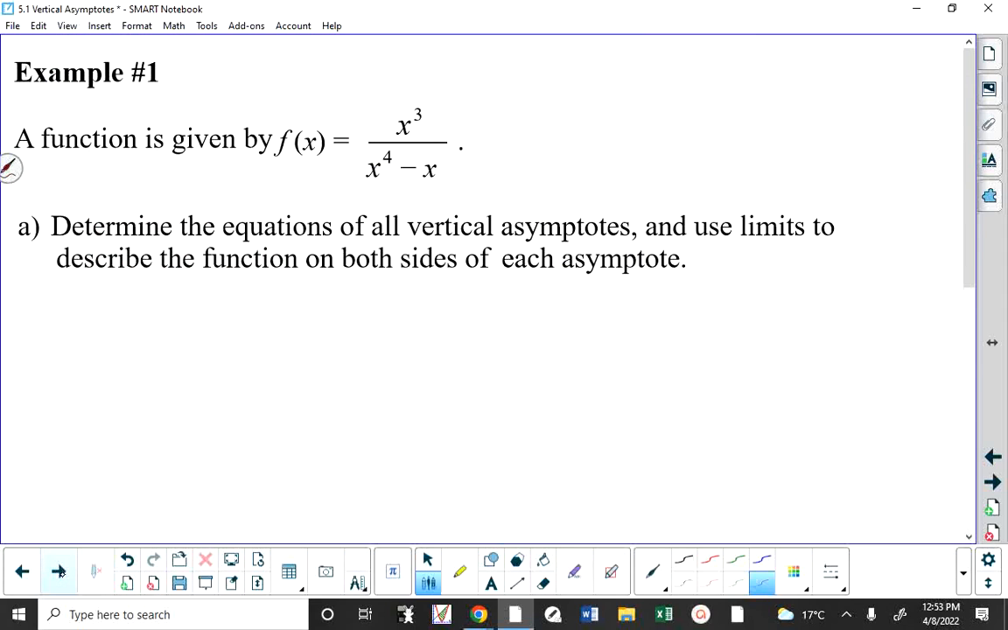So we're basically doing one example today dealing with this. It says, first of all, part A, we have an equation of a function x cubed over x to the 4 minus x. Determine the equation of all vertical asymptotes and use limits to describe the function on both sides. So the first thing you need to do with any functions analysis is factor everything completely.